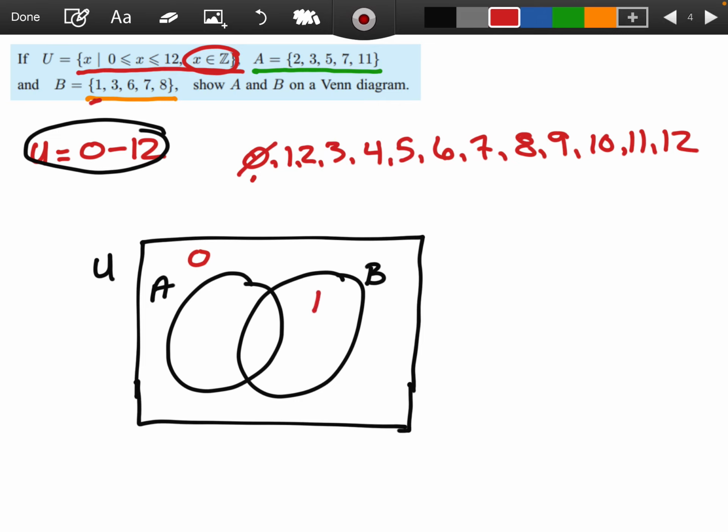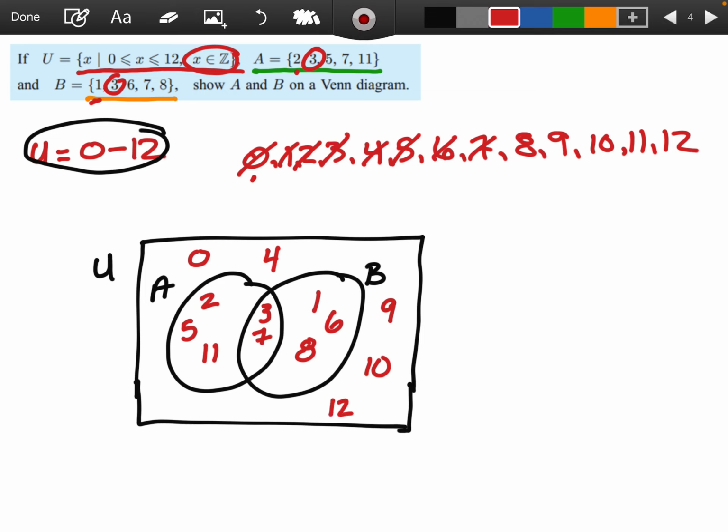1 is in set B only, so 1 goes there. 2 is in set A only, so it needs to go in that circle. 3 is in both A and B, so it's going to go into this overlap section in the middle to show that it is in the circle that represents B and it's also in the circle that represents A. 4 is in neither circle. 5 is in just A. 6 is in just B. 7 is in both A and B. 8 is in just B, 9 is in neither, 10 is in neither, 11 is in just A, and 12 is in neither.